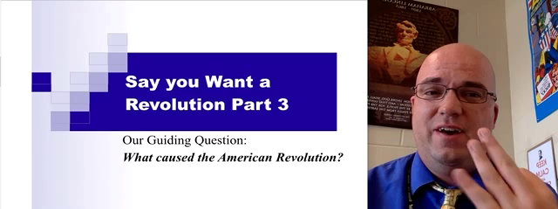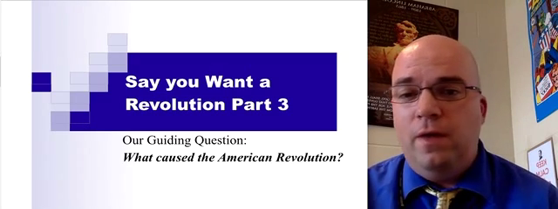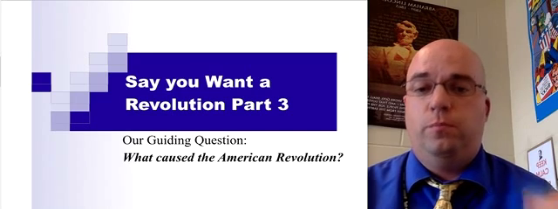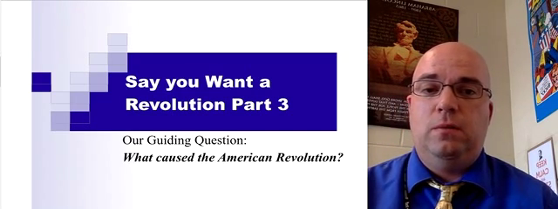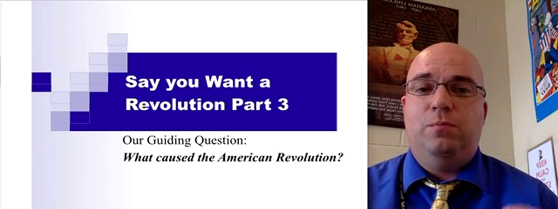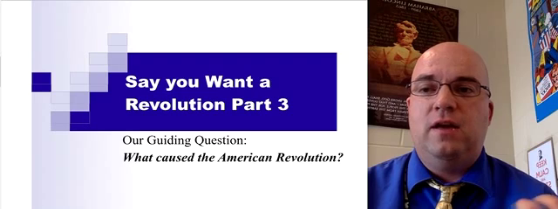This is the third in a section that deals with the causes of the American Revolutionary War. We've been looking in the last two previous lectures at the buildup of tensions between the American colonists and the British government, the king and Parliament, as these tensions have been rising.